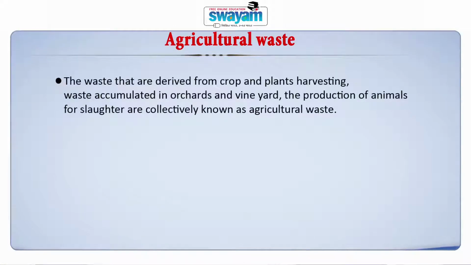The next major source is the agricultural waste. As you all know, India is an agricultural country and it generates a huge amount of agricultural waste. The waste that is derived from crop and plants, harvesting, waste accumulated in orchards and vineyards, and production of animals for slaughter are collectively known as agricultural waste.